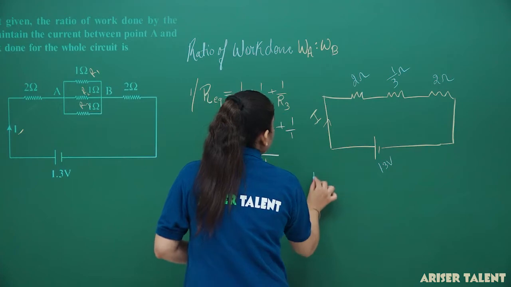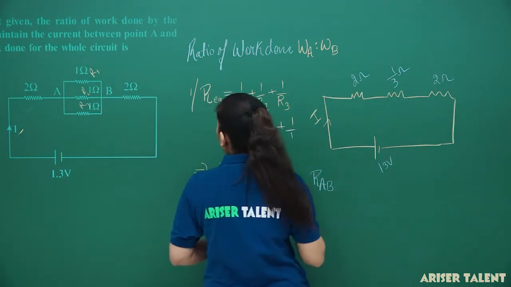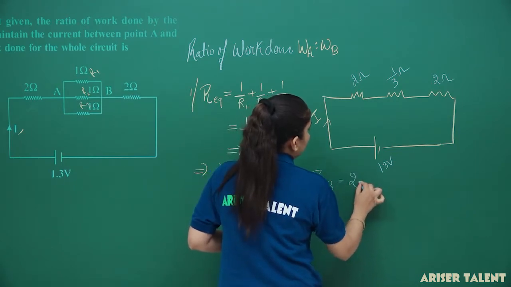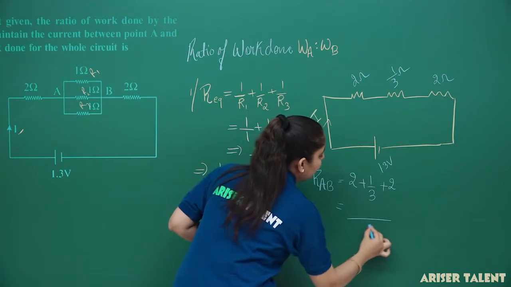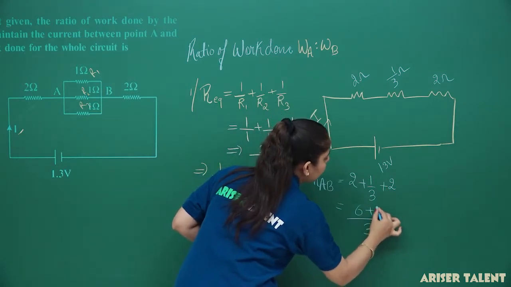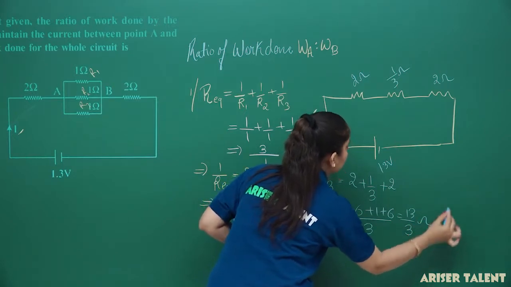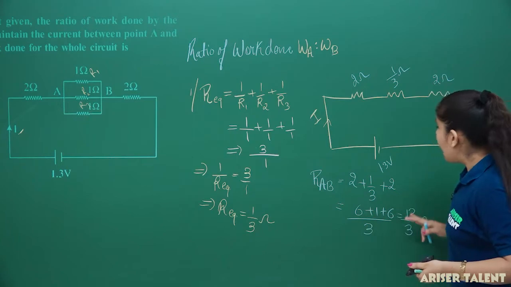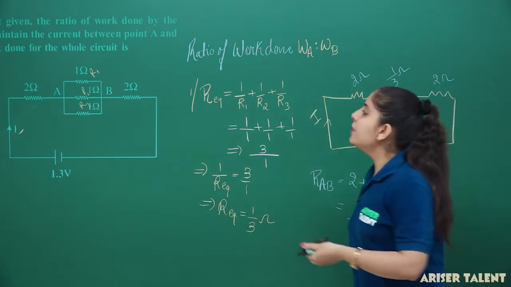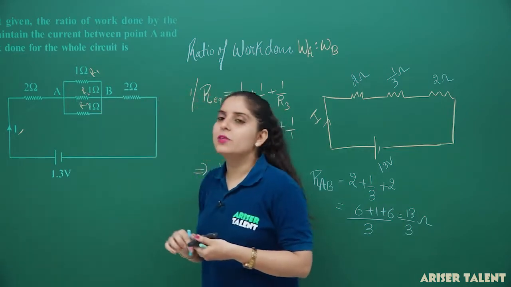So we can find out RAB equal to 2 plus 1 by 3 plus 2. 3 will be the LCM and it came out to be 13 upon 3 ohm. So this will be the equivalent resistance of the system I am getting here. So what have we determined in this system? We have determined the equivalent resistance of the system.